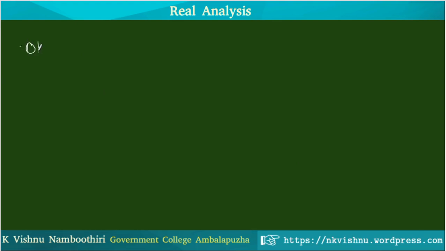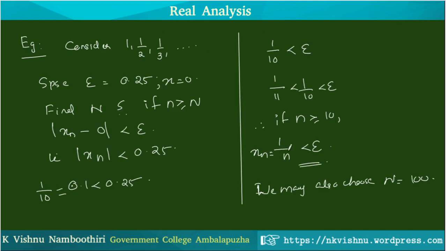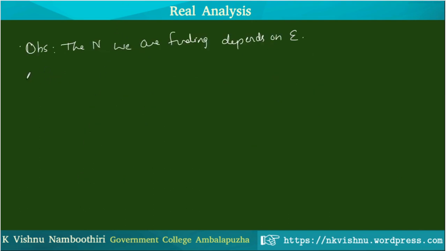The observation is the following: the N we are finding, first thing is that it depends on epsilon. See, in the previous example we had epsilon equal to 0.25, and therefore we could take capital N to be equal to 10. This is the first observation, because otherwise, let epsilon equal 0.01. Then N equal to 10 will not work.